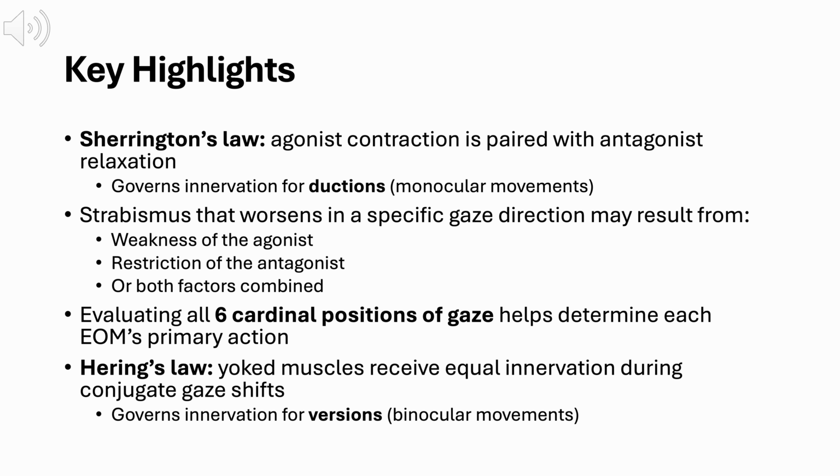Herring's law complements this by describing how the two eyes move together. It states that yoked muscles receive equal innervation during conjugate gaze shifts. This law governs versions or binocular eye movements and explains why increased effort to move one eye also affects its yoked partner. Together, Sherrington's and Herring's laws form the physiological foundation for understanding eye movements and diagnosing patterns of strabismus.